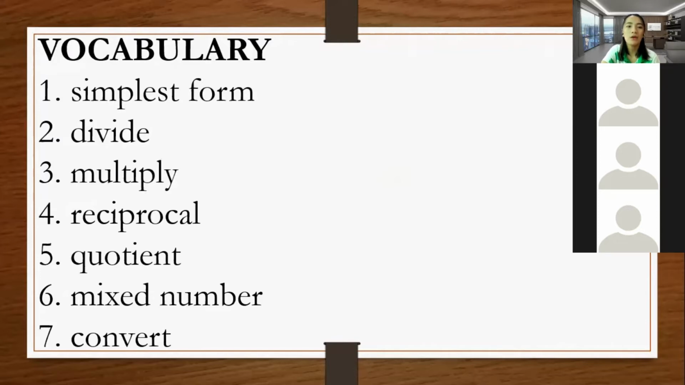I'll read again. 1, simplest form. 2, divide. 3, multiply. 4, reciprocal. 5, quotient. 6, mixed number. 7, convert. Okay, so it's your turn to read. Look back.